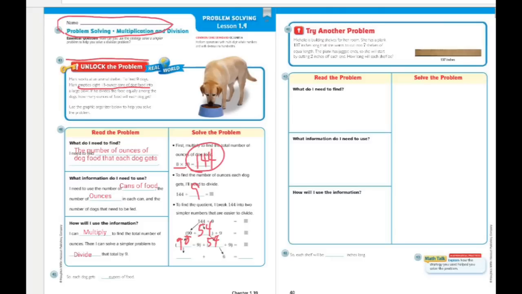Well, 90 divided by 9 is 10, and 54 divided by 9 is 6. So I have 6 plus 10, which is 16. So 144 divided by 9 is 16. Let's try another problem.